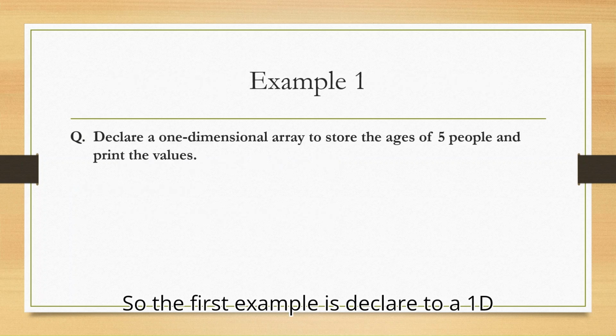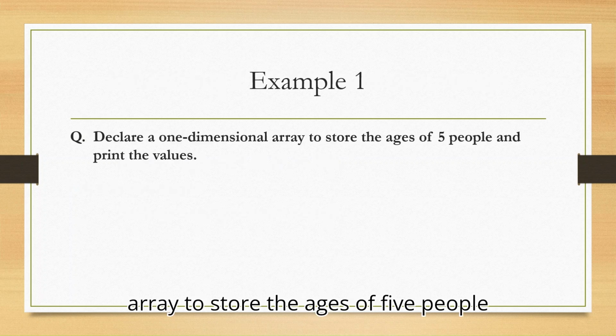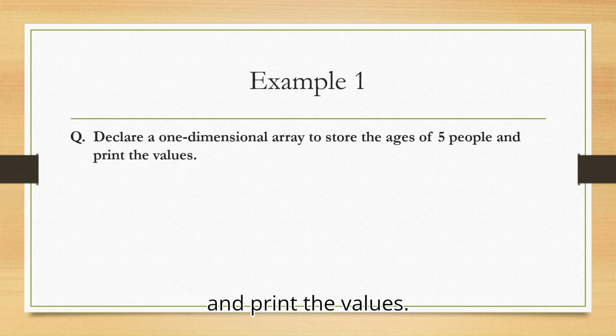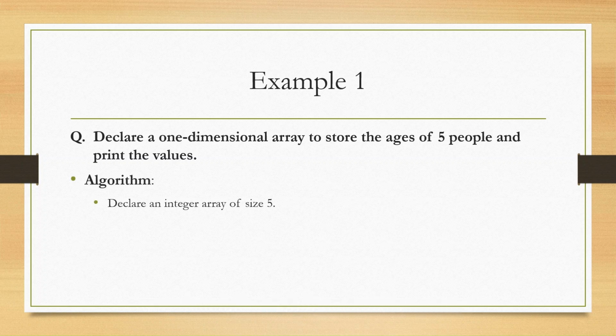So the first example is to declare a one-dimensional array to store the ages of 5 people and print the values. So this is the algorithm.